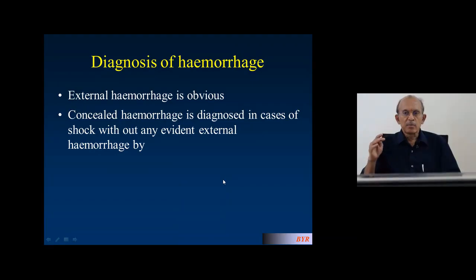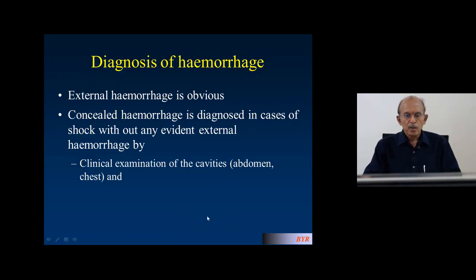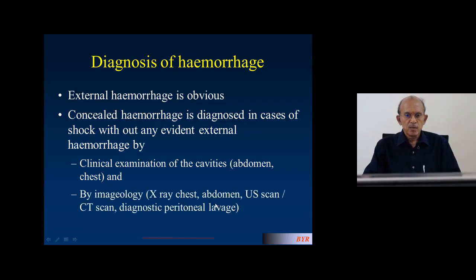The patient is becoming paler. That means he is losing blood. So then you will check where the bleeding is occurring inside. Clinical examination of the cavities, abdomen, chest, and by imagiology, X-ray chest, abdomen, ultrasound scan, CT scan, diagnostic peritoneal lavage. So these investigations you do.